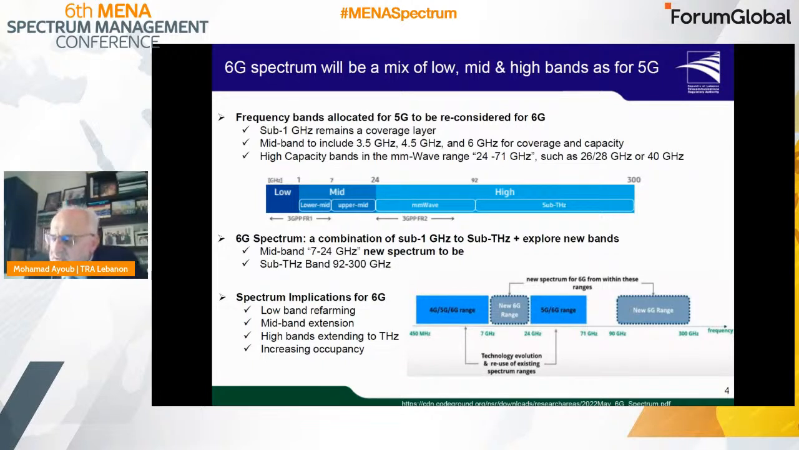Spectrum implications for 6G: we need extensive refarming in low band, extension to mid band, high band extension to terahertz, and to increase the occupancy over all bands.